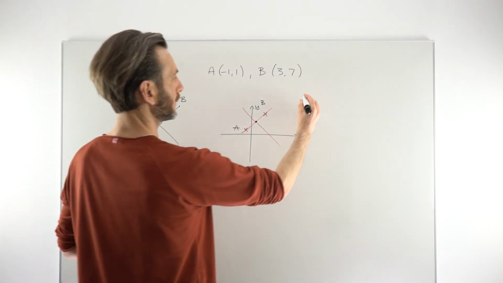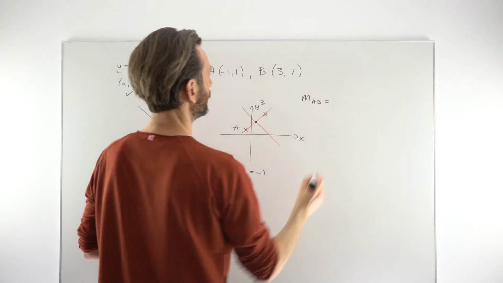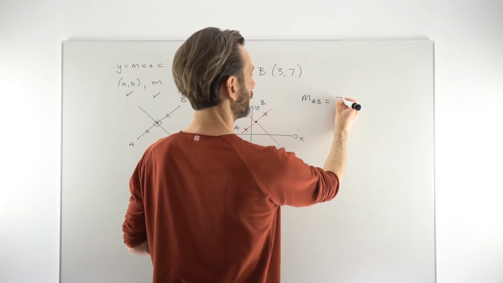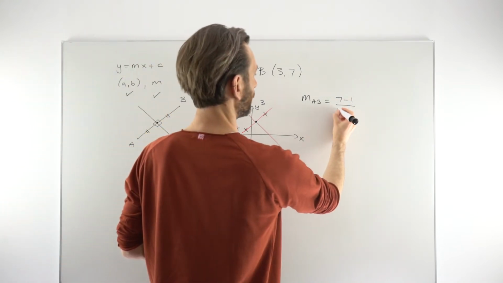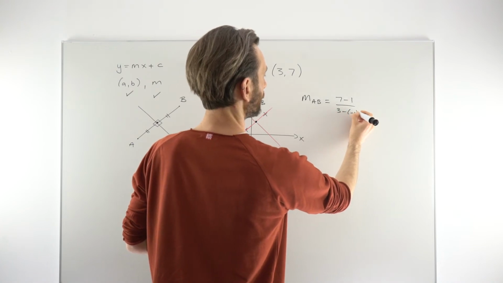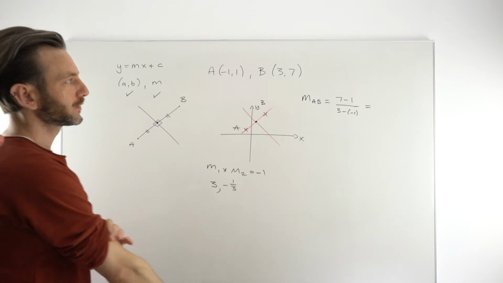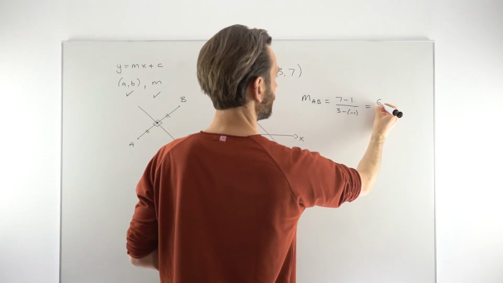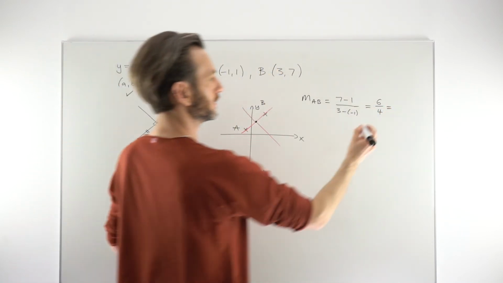So let's start by making the gradient, so the m value of the line AB. Just going to use the y2 minus y1 over x2 minus x1 formula, or you might know that as the vertical over the horizontal. Doesn't matter which way you think of it. Just watch out for negatives and double negatives when you're using that formula. So 7 minus 1 divided by 3 minus minus 1, so that's going to be 6 over 4, and we can simplify that down to 3 over 2.